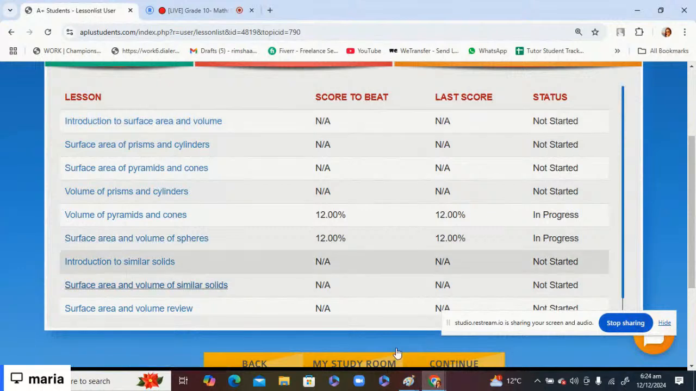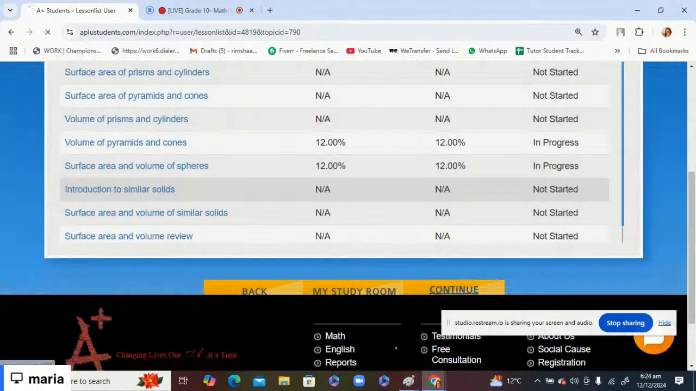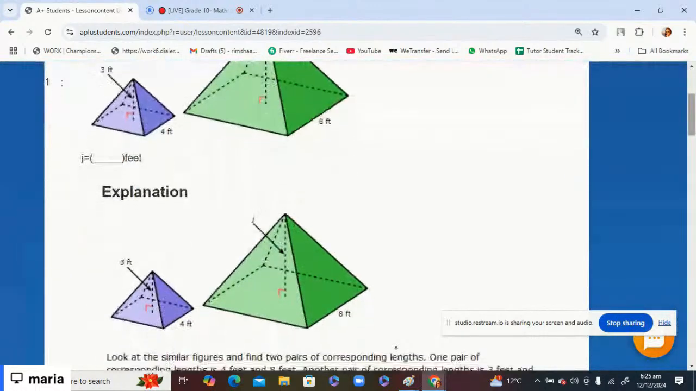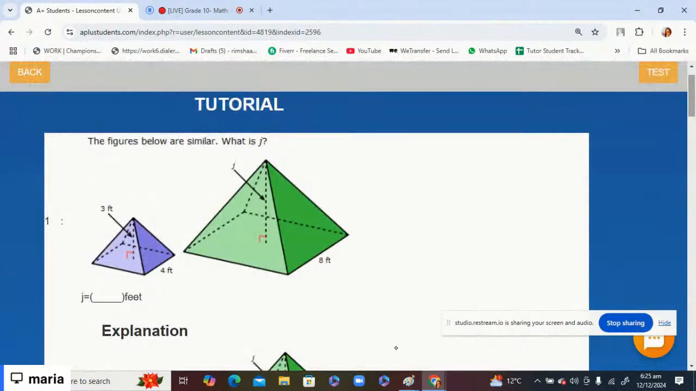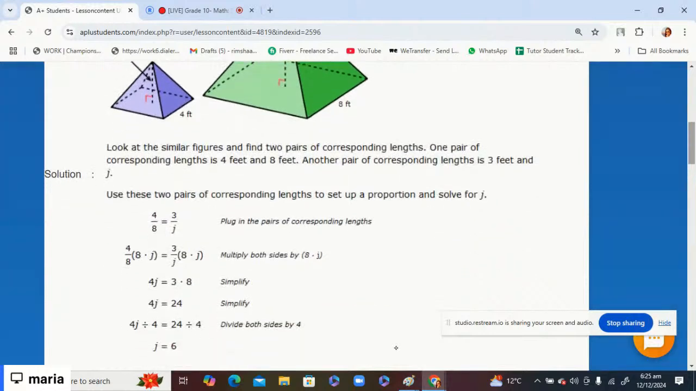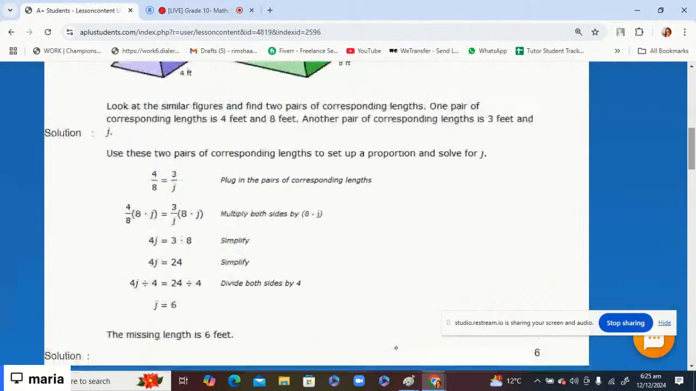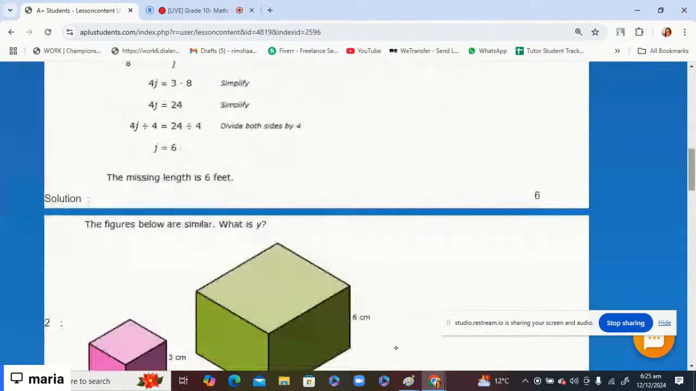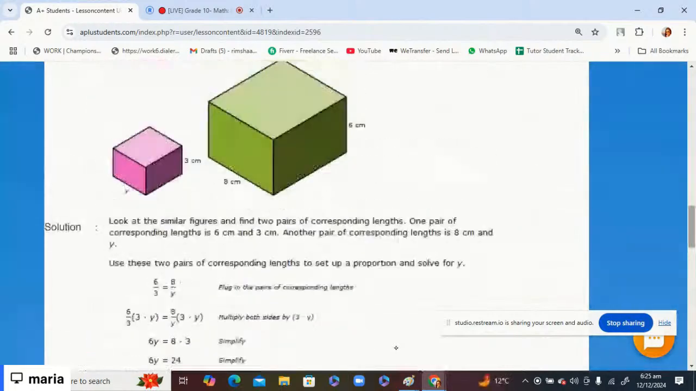Now, introduction to similar solids. So the figures below are similar. These two figures are similar, but the only thing is, look, this figure's wide length is 8 feet and this one is 4. The half of this. It means, what is the value of this j? The value of this j is 3 feet. It means the big figure is the double of this one. So how can we find it out? You are going to double it, like look, 4 times 2 is 8, so 3 times 2 is 6. This is one way to find it out.